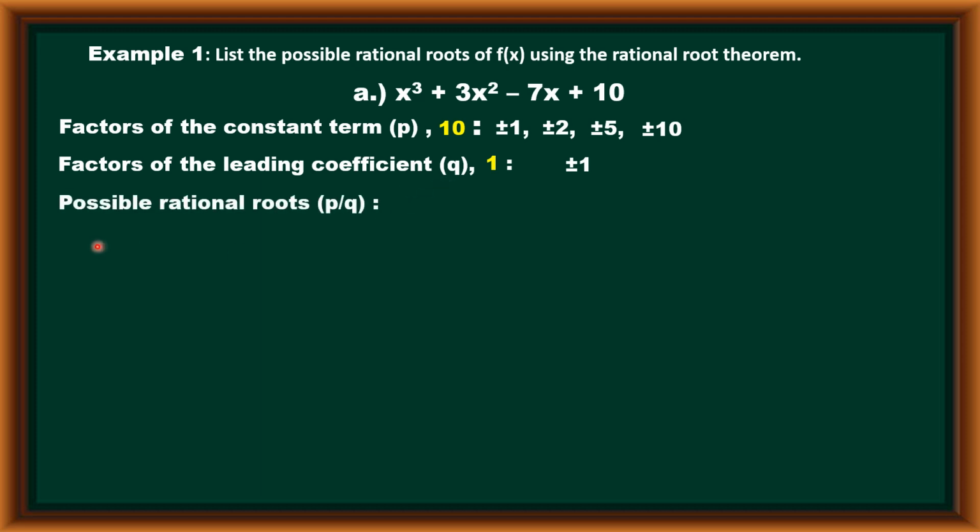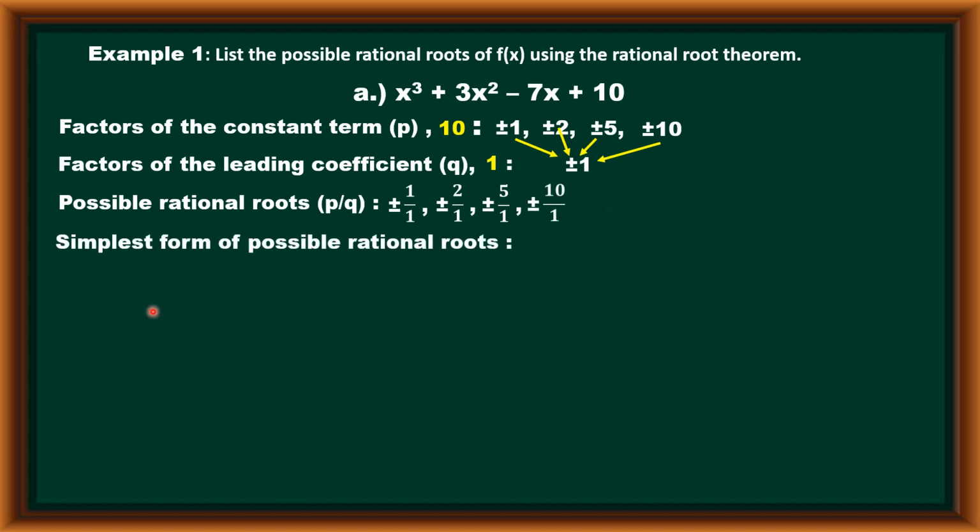And then we have, eto na, possible rational roots. So, hanapin na natin yung mga possible rational roots. I-divide lang natin yung p over q. So, we have 1 over 1. Ayan. Which is, ayan, positive and negative 1 over 1. And then we have 2 over 1. And then we have 5 over 1. And then we have 10 over 1.